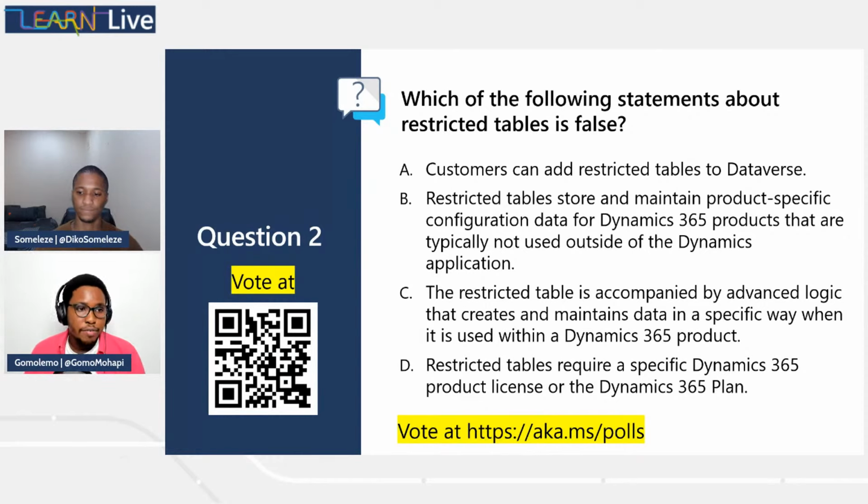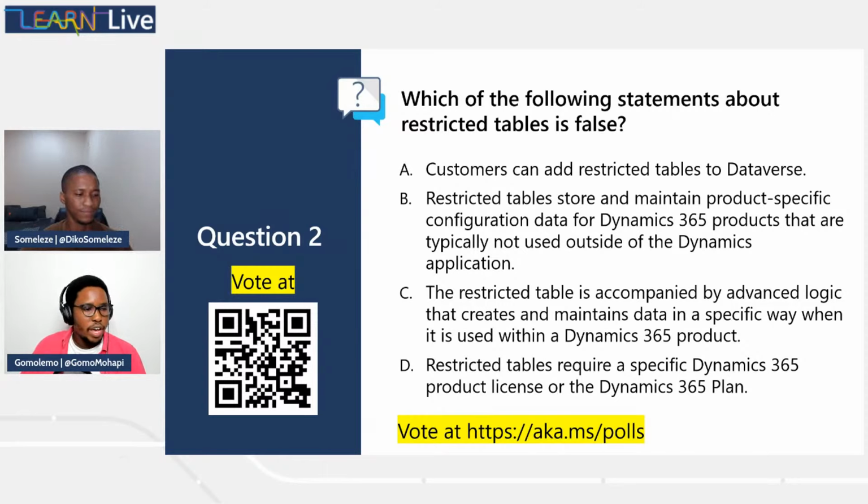A, we have customers can add restricted tables to Dataverse. That seems like something that could be possible. I don't know. What do you think, Dico? Yeah, definitely. I think A is quite possible for this. Also, I think the restricted table, which is option C, restricted table accompanied by advanced logic, would be the answer. I'm not too sure though. I wonder what everyone else thinks about this question.